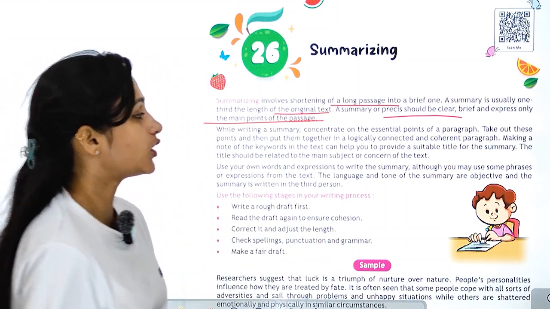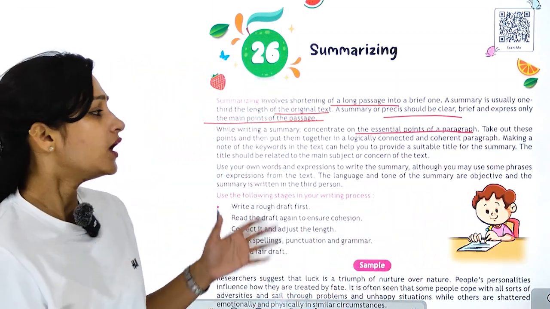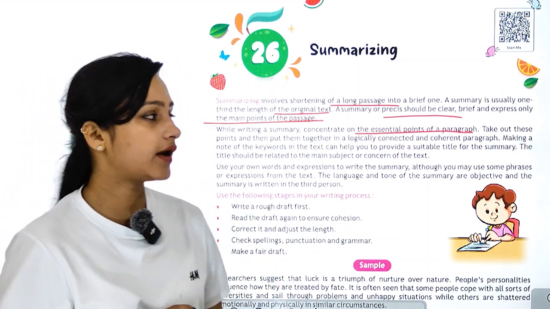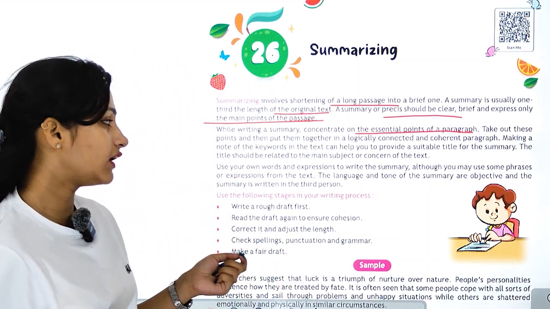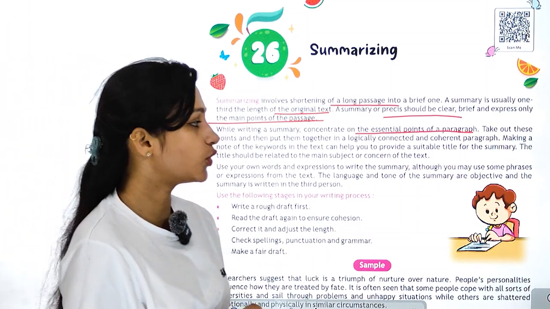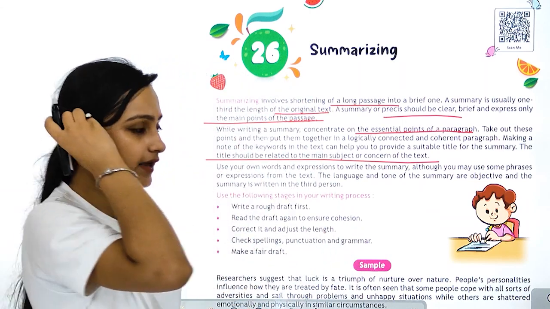While writing a summary, concentrate on the essential points of a paragraph. आपको important points पे focus करना है. Take out these points and then put them together in logical, connected and coherent paragraphs. Making a note of the keywords in the text can help you to provide a suitable title for the story. The title should be related to the main subject or concerns of the text.